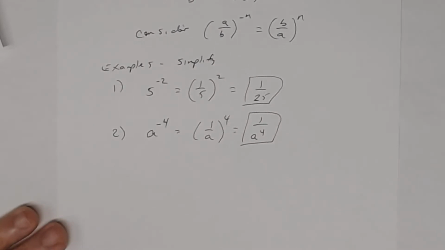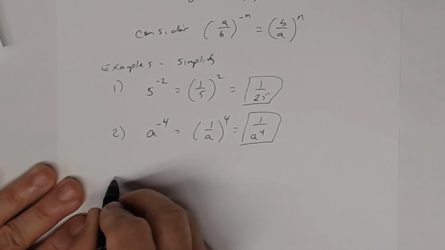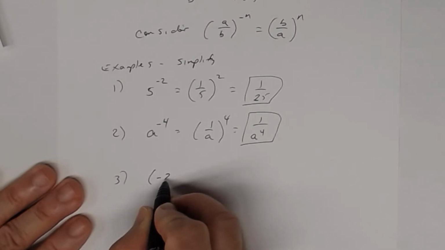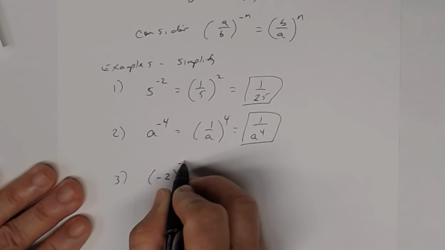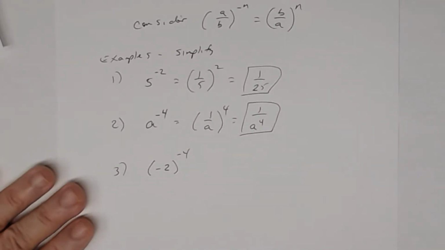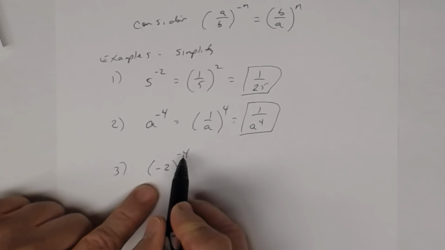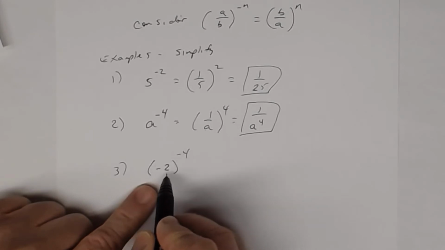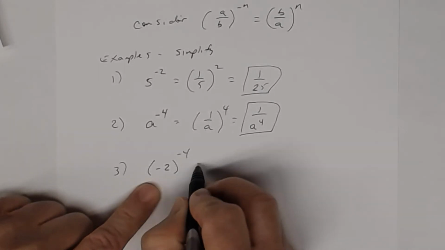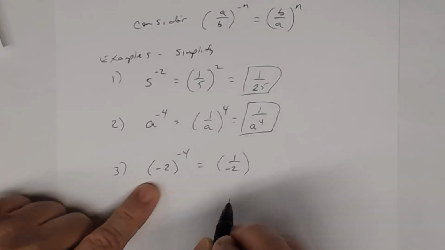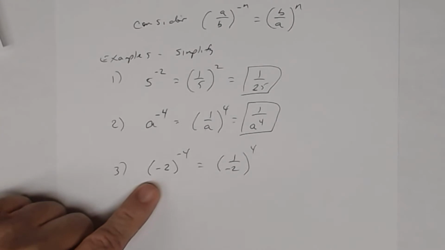Very simple process. Okay, number 3, what if you had negative 2 raised to the negative 4th power? Well, according to our definition, to make this exponent positive, I need to take the reciprocal of the base. The reciprocal of the base is, in parentheses, 1 divided by negative 2, or negative 1/2, right? And that's being raised to the 4th power now.